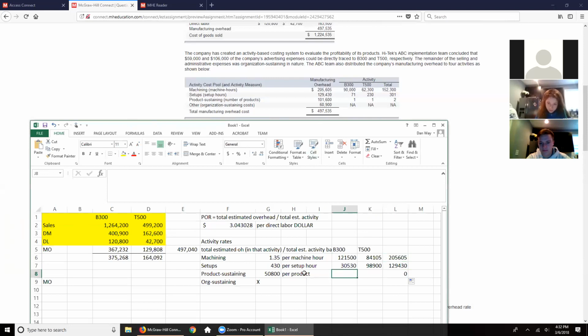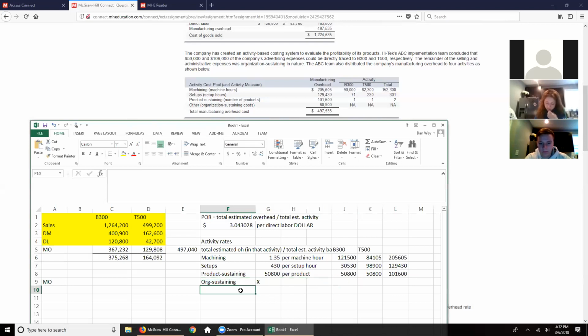And then product sustaining, I guess we still sort of call that a rate. It's per product, so we don't really have to do any math there. It's just 50,800 to each product. And the organization sustaining was just one solid line. Org sustaining we don't allocate to the individual products, so we'll leave it out of the product margin calculation.